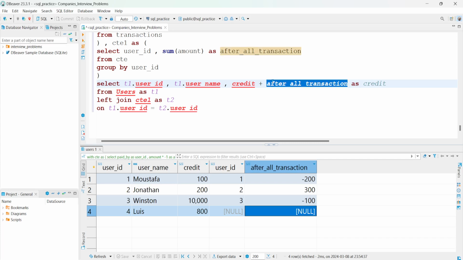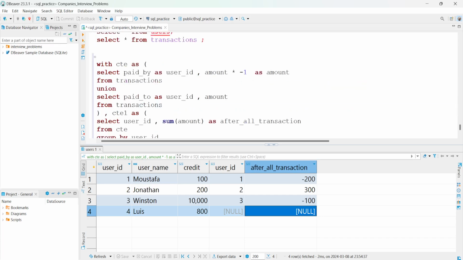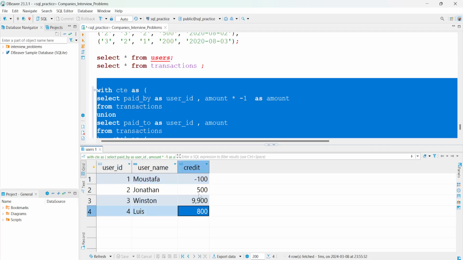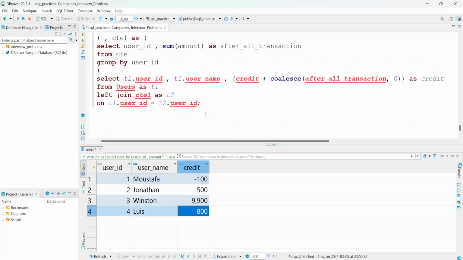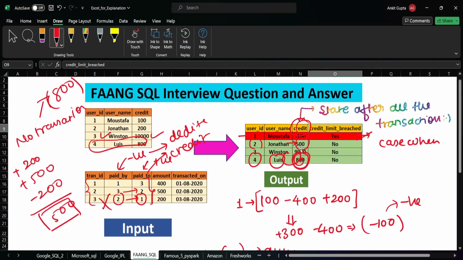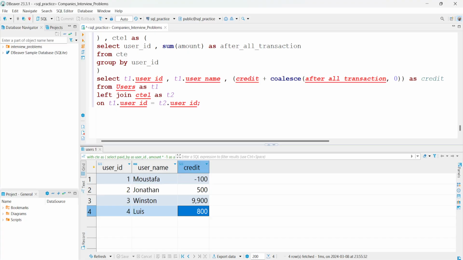To avoid such cases, now we know that the all transaction column can have null values, so we can wrap this in ifnull. We can write if this is null, then consider 0, right? This is done, and we can put these things in the bracket. Now let me run this. Now you can see we have 800 properly, right? And I think we are getting the correct answer. Let's cross verify. Minus 100, 500, 9900, and 800. Awesome. We have got the required output.